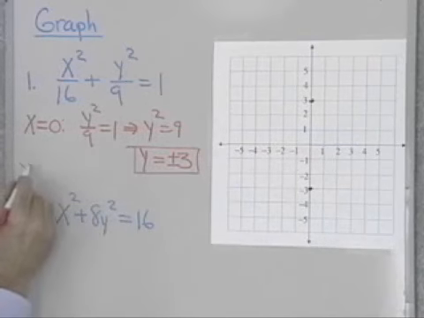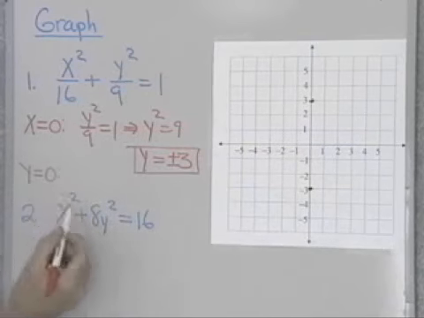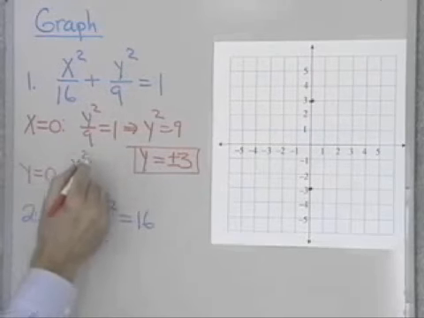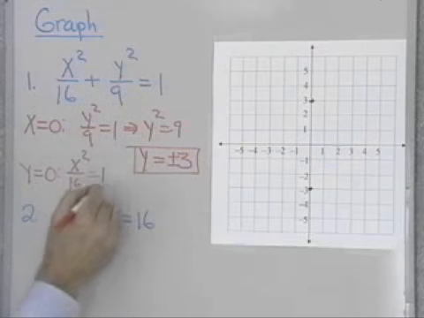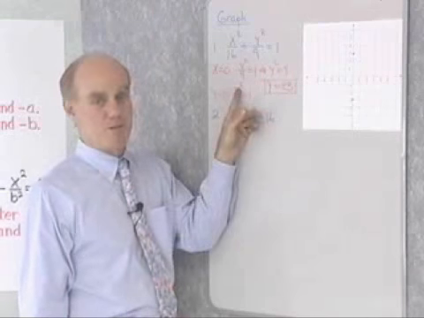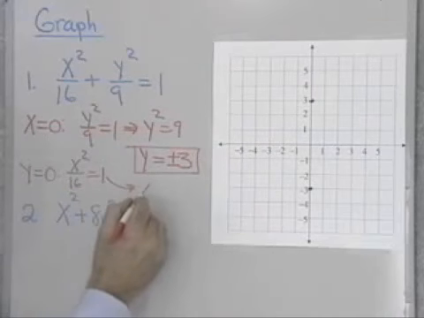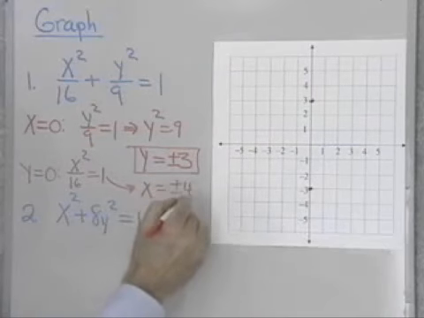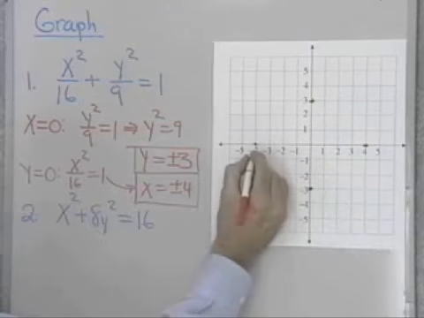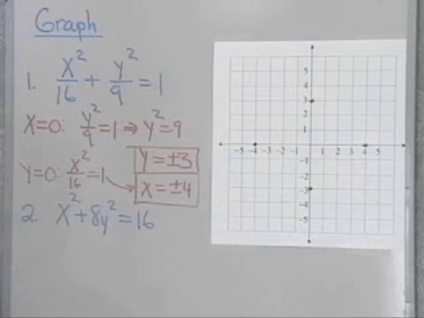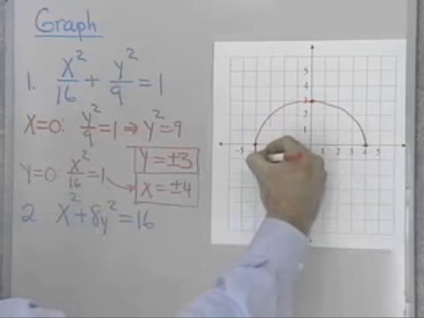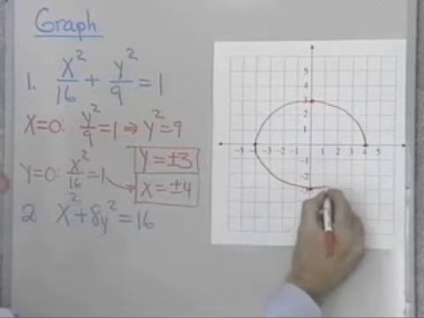Now I can find x-intercepts by letting y be equal to 0. When I let y be equal to 0, I have x squared over 16 is equal to 1. This means that x squared is going to be equal to 16, so x itself must be plus or minus 4. So over here I get x equals plus or minus 4. So those are my x-intercepts, positive 4 and negative 4. Now I connect these points with a nice smooth curve, and the thing that I get, sort of an elongated circle, is called an ellipse.